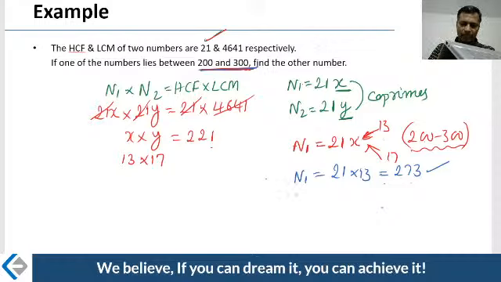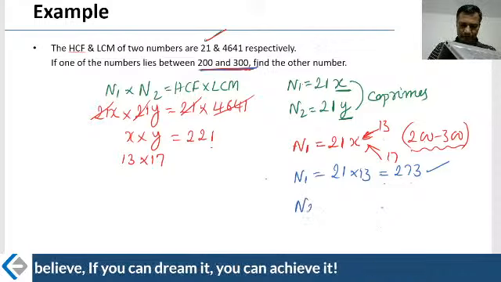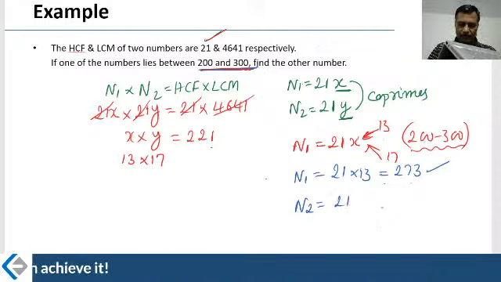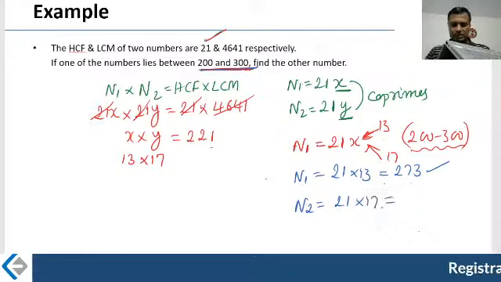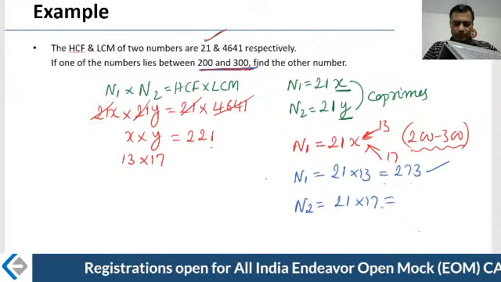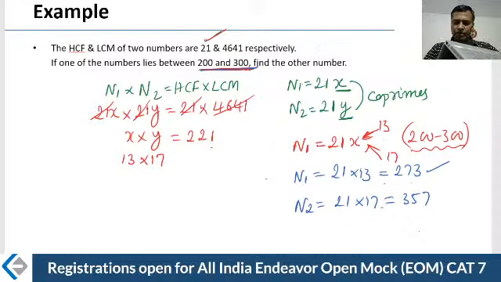What about the other number? Therefore, I will take it with 17. That's my n2. N2 is therefore nothing but 21 into 17. Now that will become 357, which is your answer, because the author is asking to find the other number. Which is the other number?